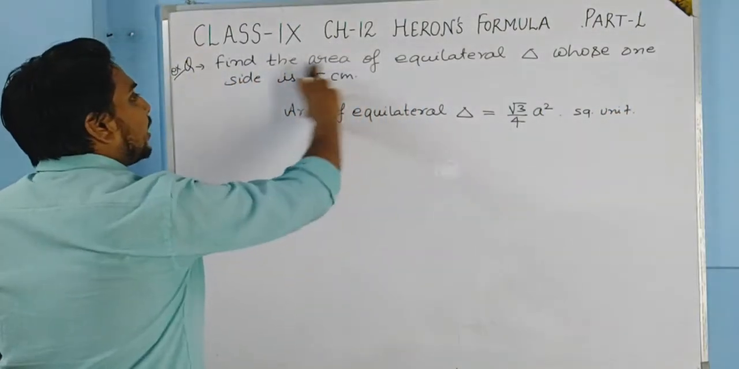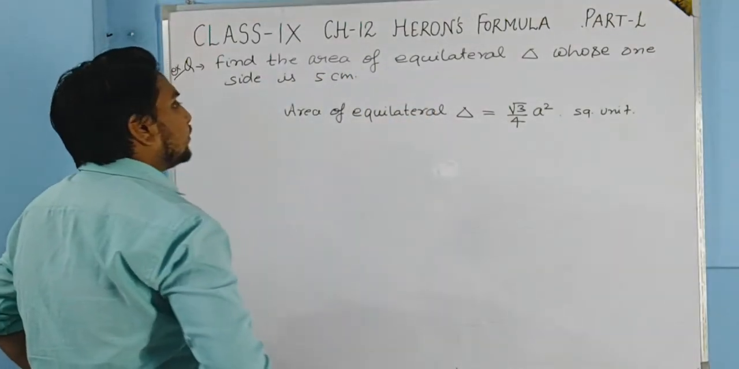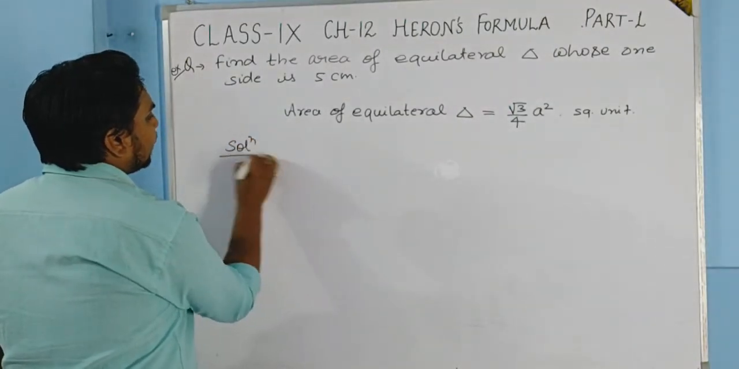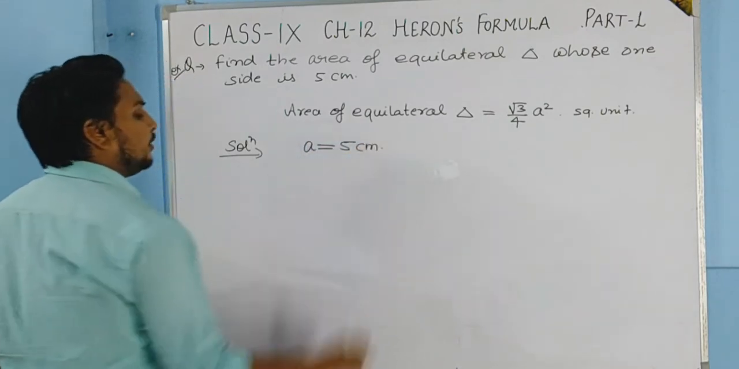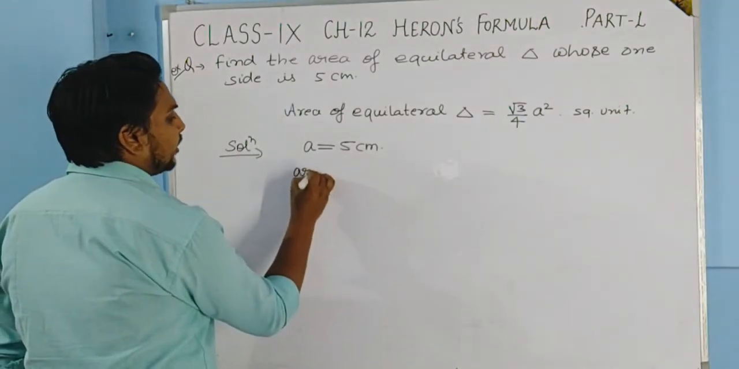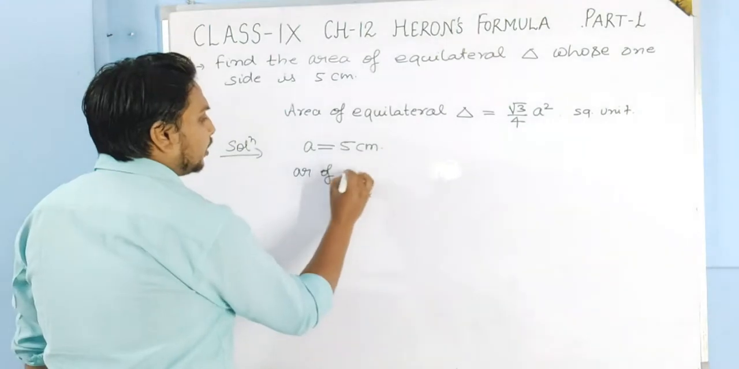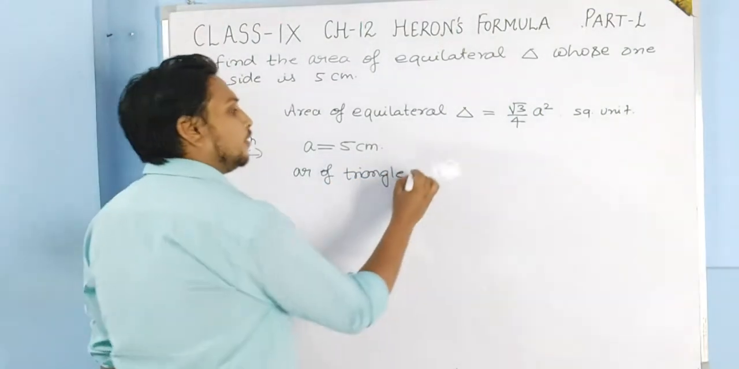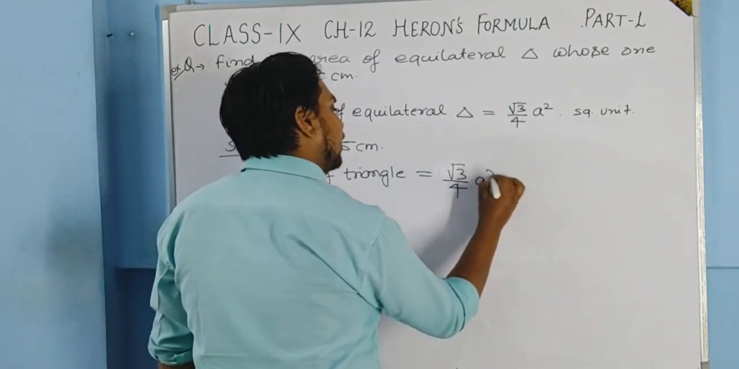So the question is: find the area of an equilateral triangle whose one side is 5 centimeters. Here it is given that the length of one side is 5 centimeters. So A is given. How will we find the area of the triangle? By applying the formula root 3 by 4 a square.